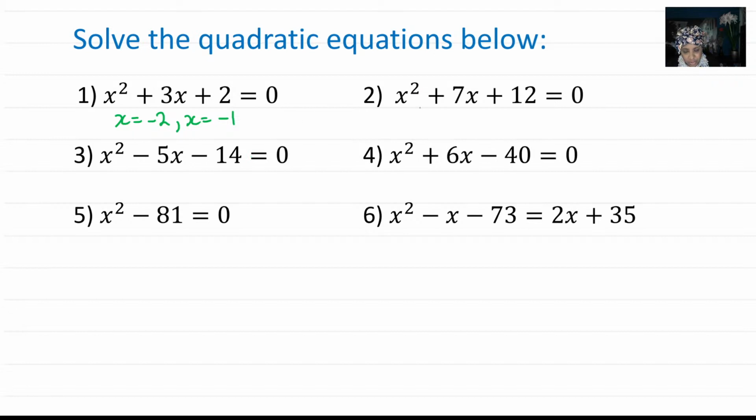Okay, so for number 2, you're going to have x equals -4 and x equals -3. Okay, well done. That's much better.